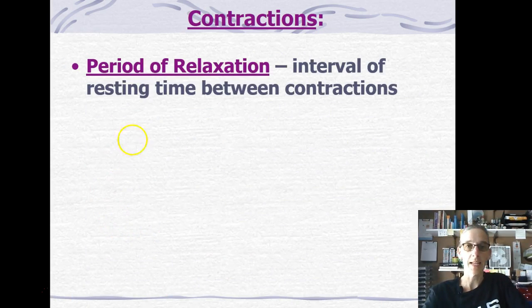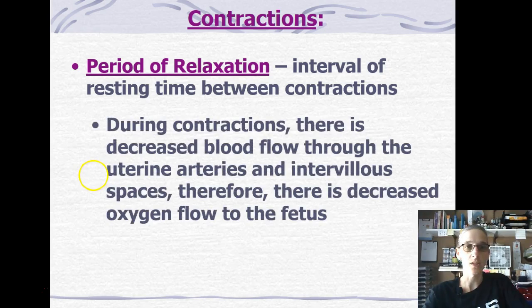Then we have our period of relaxation, the interval of resting time between contractions. So when the contraction is occurring, there's decreased blood flow throughout the uterine arteries and intervillous spaces, therefore decreasing oxygen flow to the fetus. So that's very important. That's why we can't have what we call hyperstimulation, too many contractions right on top of each other. Without any resting tone, the baby is not getting a good oxygen supply. Because with each contraction, we have decreased blood flow to the fetus, therefore decreased oxygenation to the fetus.